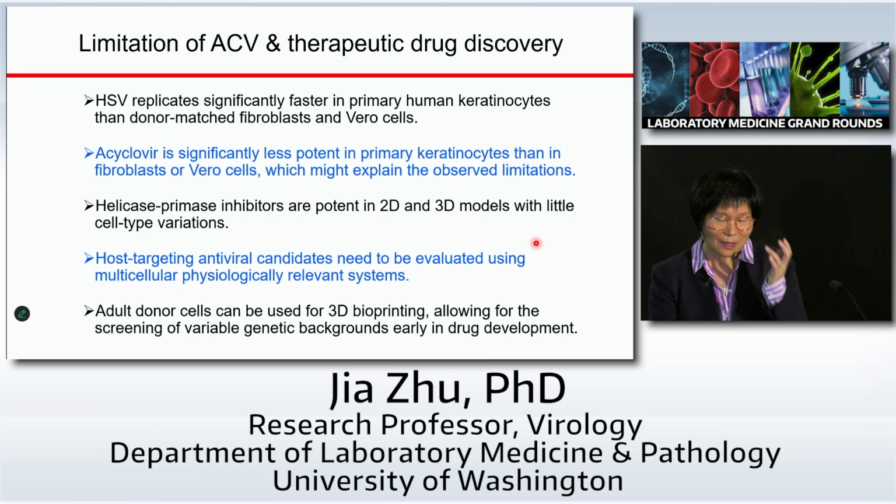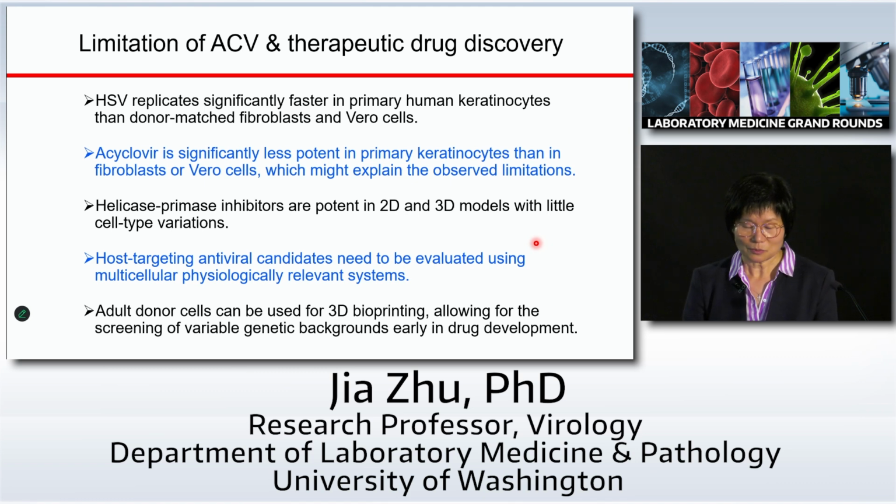To summarize this part of work, we show that HSV replicates significantly faster in the primary human keratinocytes than donor-matched fibroblast cells. And acyclovir is less potent in keratinocytes, which is the most important cell type for HSV infection. And the helicase-primase inhibitors are potent in both 2D and 3D models, with little effect or variation in cell types.